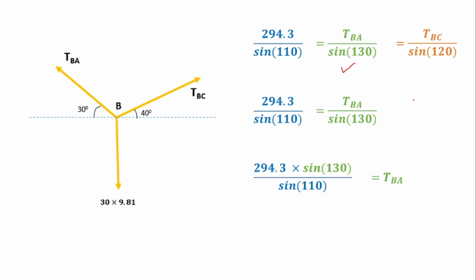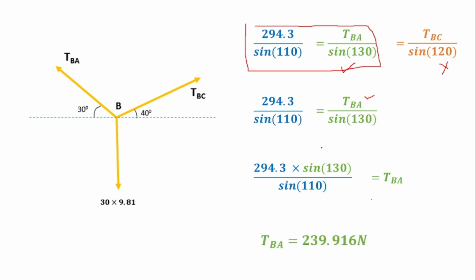This is a very important term. Students are able to find this equation but they are not able to find the values of unknown forces. For that we should compare these equations and find the value of TBA. Only compare these two equations. Don't consider this in this calculation. So 294.3 divided by sine of 110 is equal to TBA divided by sine of 130. To calculate TBA, just cross multiply it. Sine 130 goes here in the numerator. So 294.3 into sine of 130 divided by sine of 110 is equal to TBA. Now the value of TBA can be found this way.